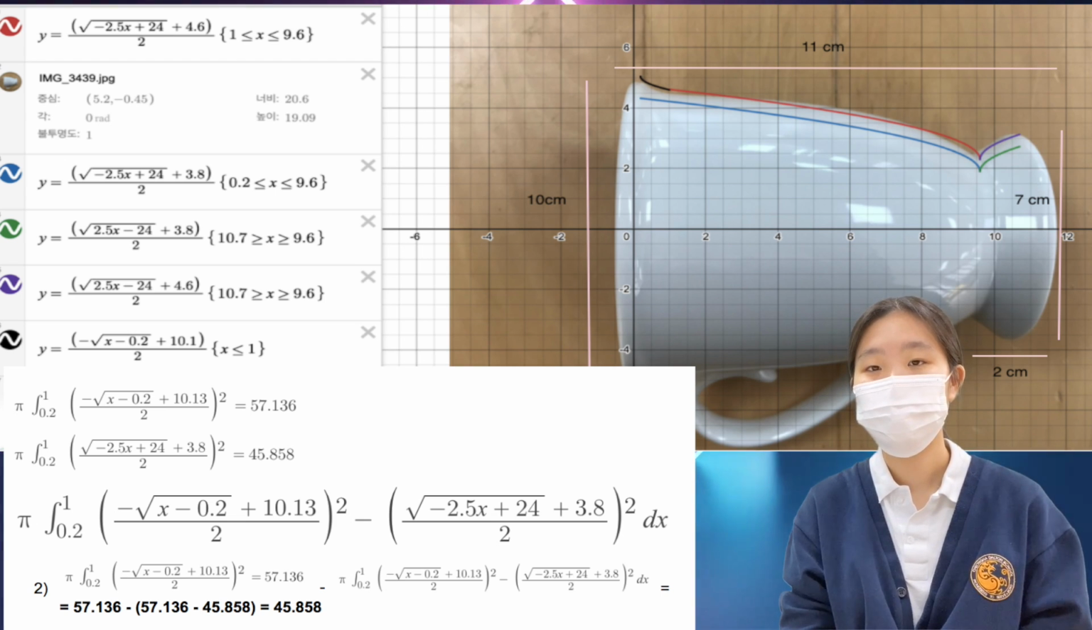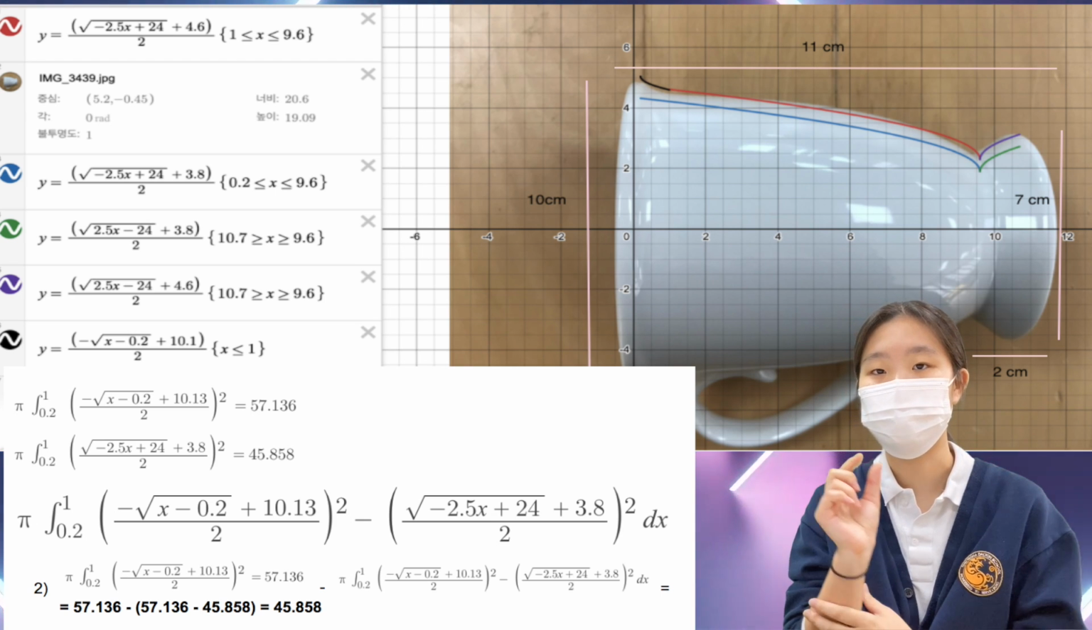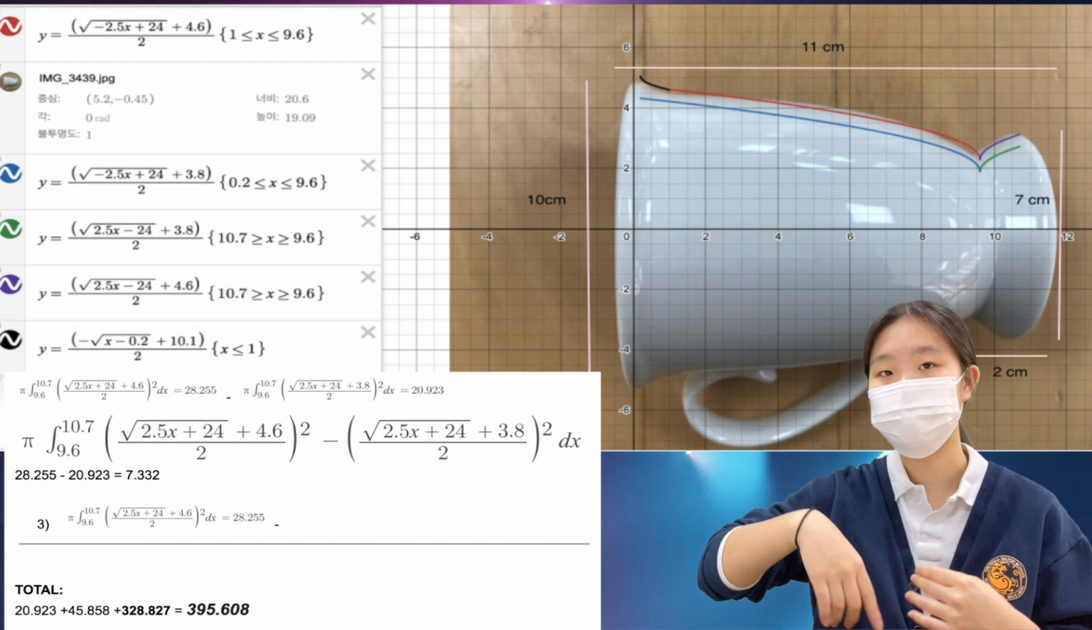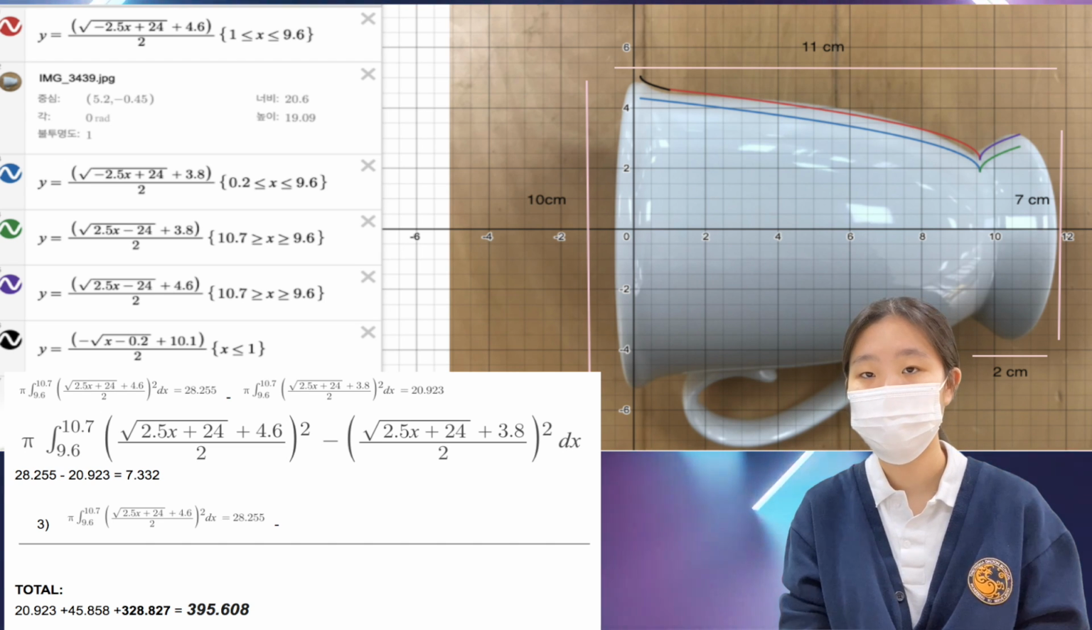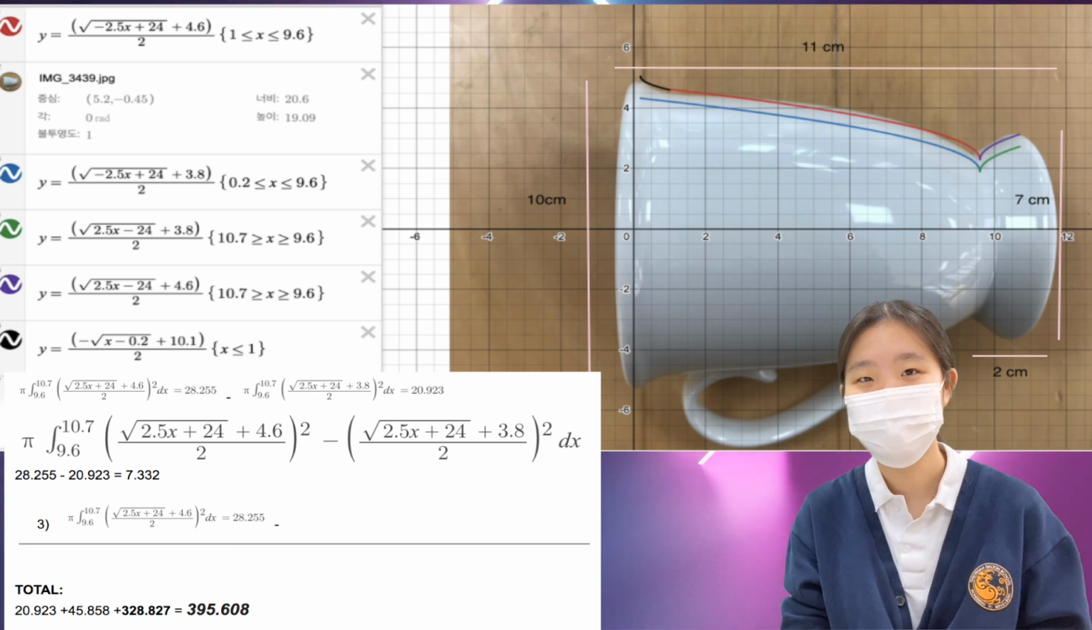Then, to ultimately find the volume of the empty cup, we subtracted the volume found by the washer method, which is the thickness of the cup, from the volume found from the outer radius. This will give us the volume inside the cup, resulting in about 395.608 centimeters squared.